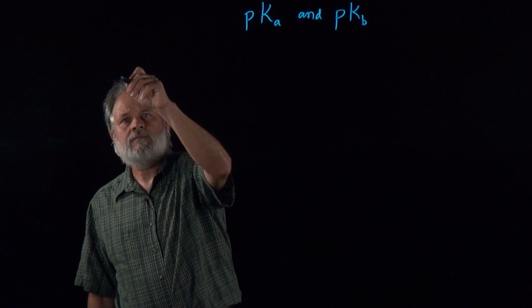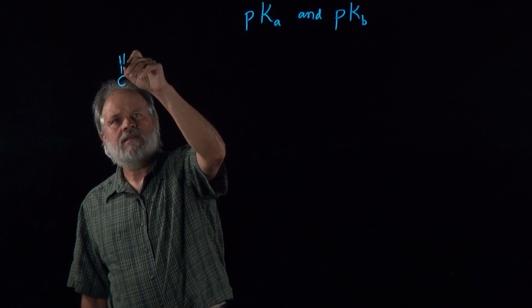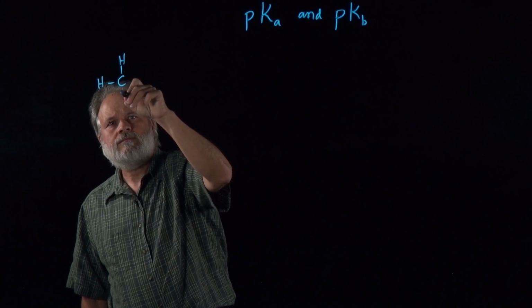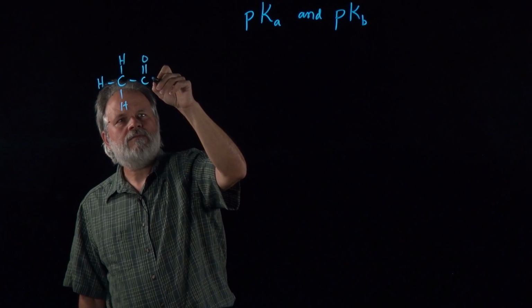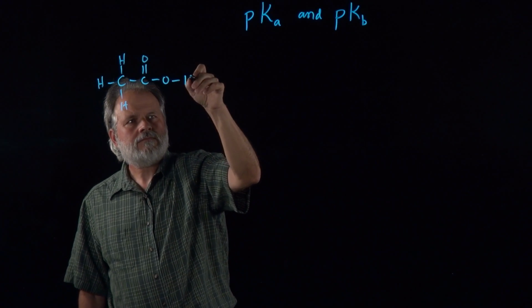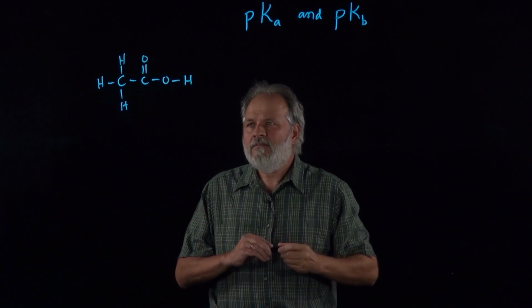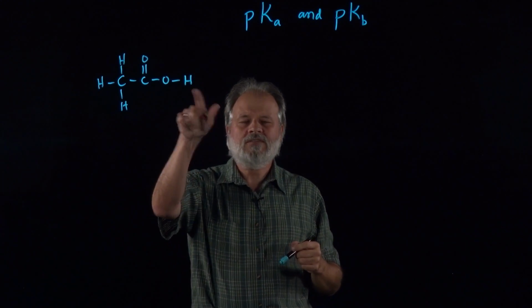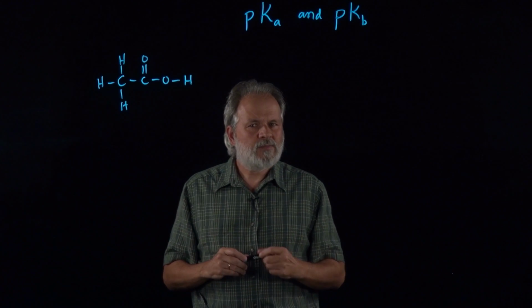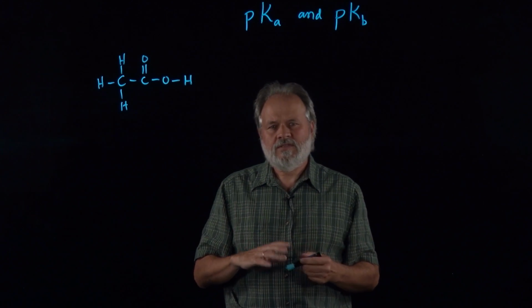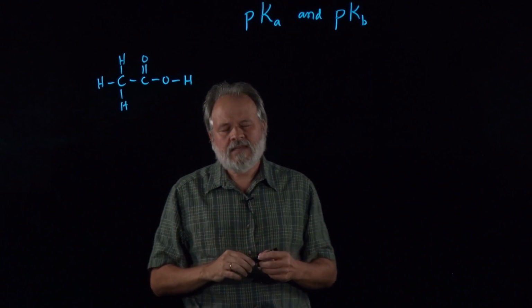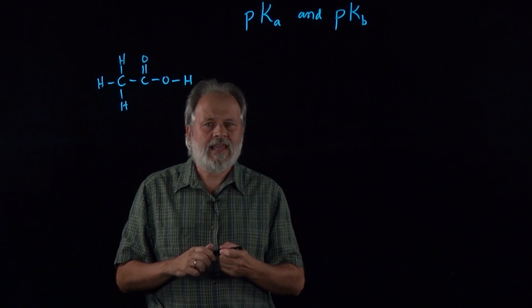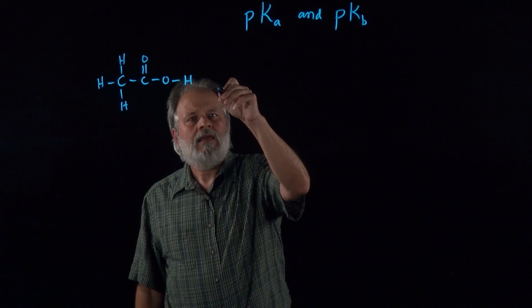So I'm going to use acetic acid, which has a methyl group, and then the carboxylic acid group. Of all these four protons, only this one breaks off as H+. So just make sure you understand that in organic compounds, the only acidic hydrogens are these carboxylic acid groups.